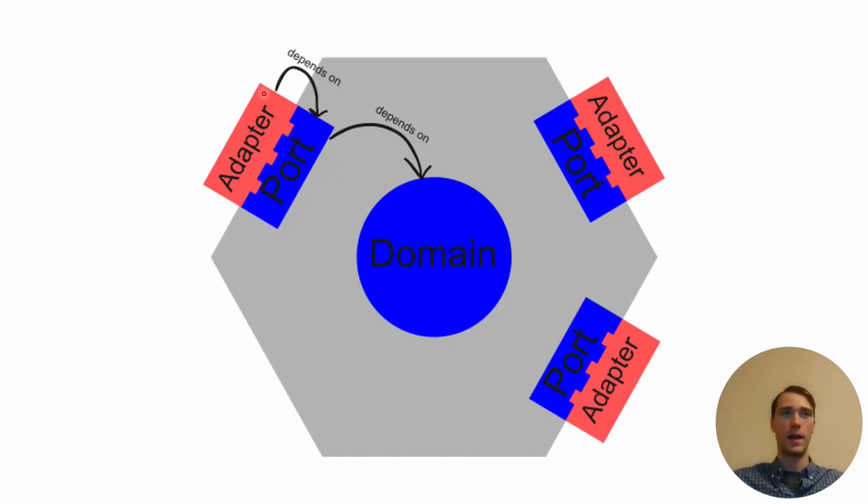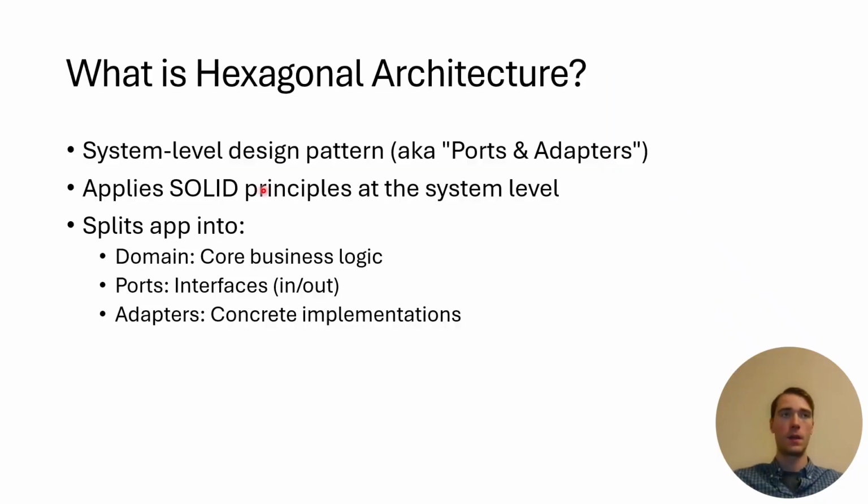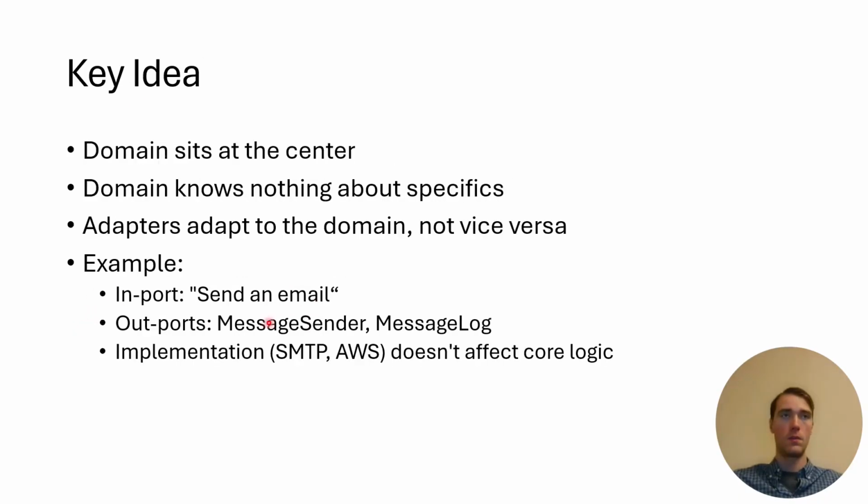Then you plug in adapters to those ports. In other words, you write implementations for those abstract classes. If you are familiar with design principles, SOLID principles, object-oriented programming, this takes things one level up from thinking about components, and it's actually operating at the system level. So it's a system level design pattern, also known as ports and adapters, and it splits your app into what we just talked about: domain, the core logic, interfaces or ports, in and out ports, we'll see that soon, and adapters, which are the concrete implementations. So the domain's at the center and knows nothing about the way that it's implemented. Adapters adapt to that domain.